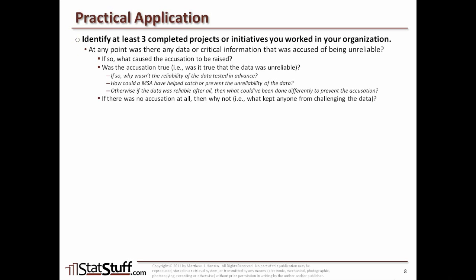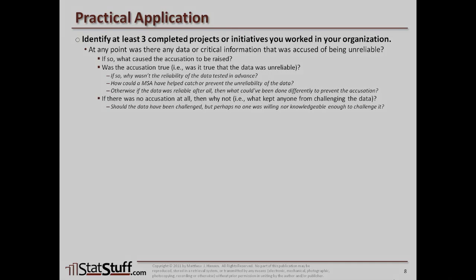Now, if there was no such accusation at all, then why not? That is, what kept anyone from actually challenging the data, challenging the reliability of that data? Should the data have been challenged, but perhaps no one was willing, or maybe they weren't knowledgeable enough to even challenge it in the first place?